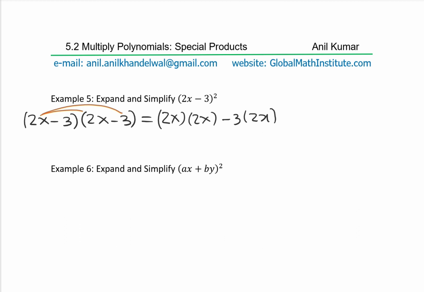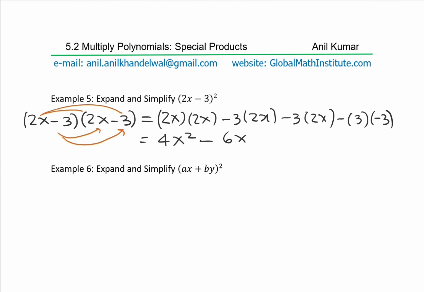Now multiply by minus 3 both the terms. So if you do that, you get minus 3 times 2x and minus 3 times minus 3. So 2x and 2x, when you multiply, you get 4x squared, and here you get minus 6x minus 6x, and minus 3 times minus 3 gives you plus 9, and that results in 4x squared minus 12x plus 9.